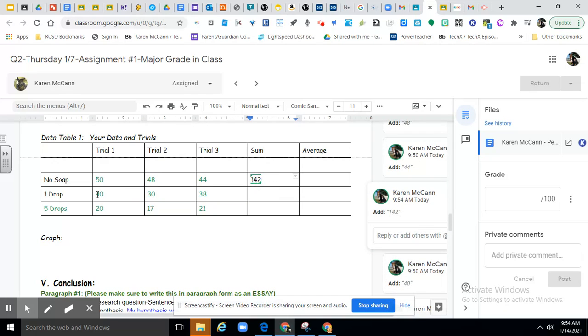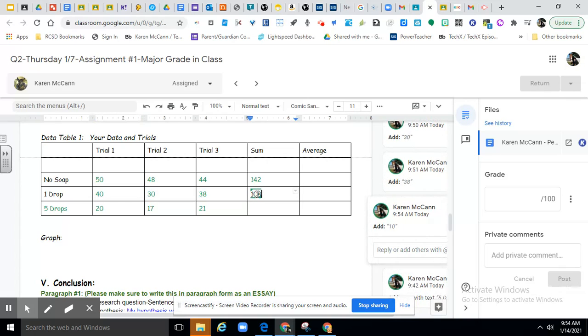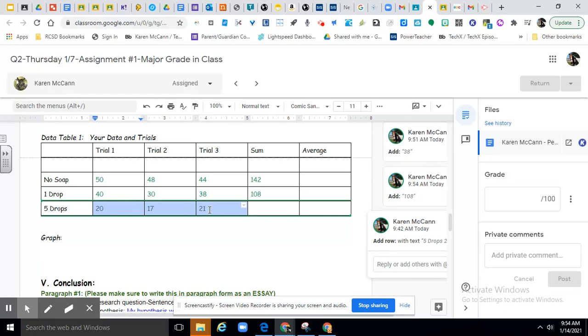Now I'm going to repeat with the one drop measurements, which are right here. So now I'm going to clear, and I'm going to add 40 plus 30 plus 38 equals. This one adds up to 108. Now I'm going to add up these three numbers. I'm going to press clear on my calculator, and then I'm going to do 20 plus 17 plus 21 equals. This equals a total of 58.